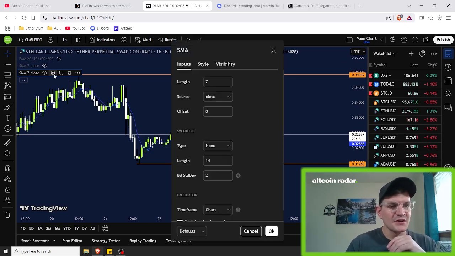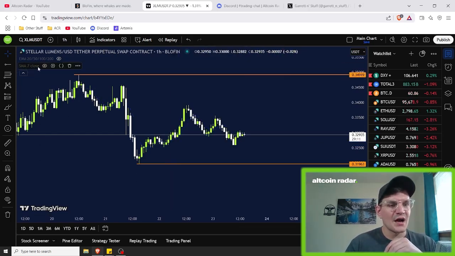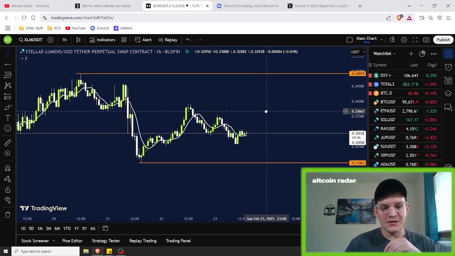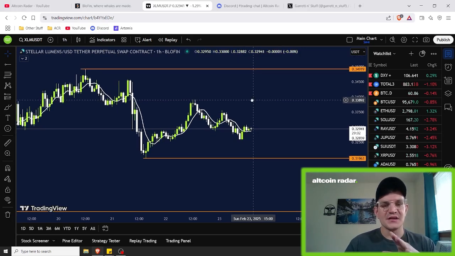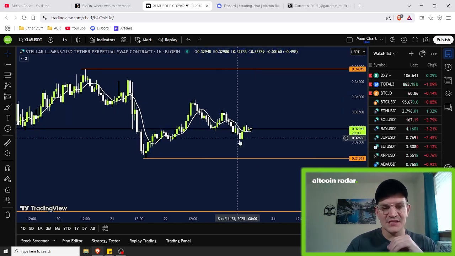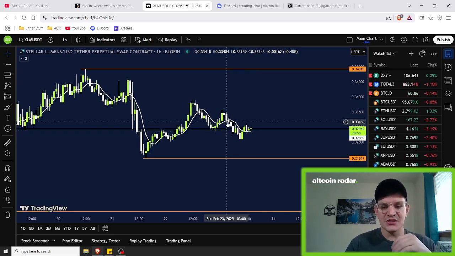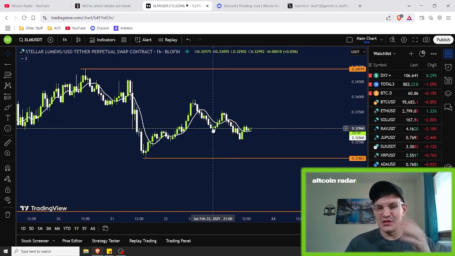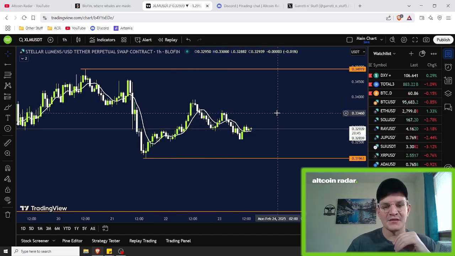You can go ahead and change your style, make it whatever way you want it to look. I use a white ribbon. So here we've got our 7-period SMA going on right here. And as you can clearly tell just by looking at the price action, when price is bearish, the price action ends up moving below the moving average. And when it's bullish, it moves above the moving average and starts to go above it, as you can clearly see right there.